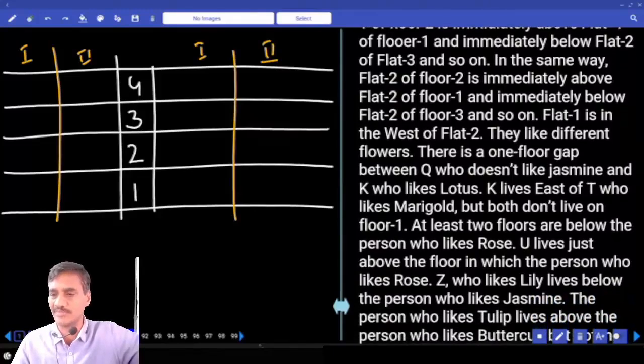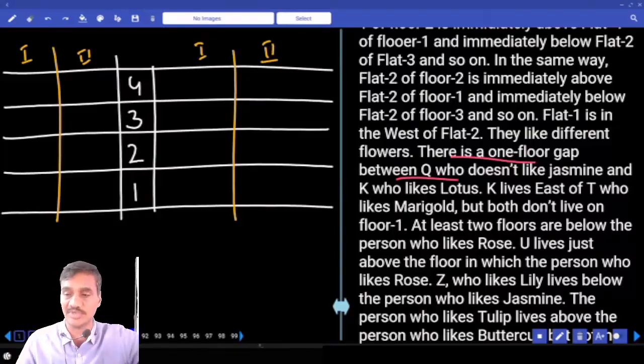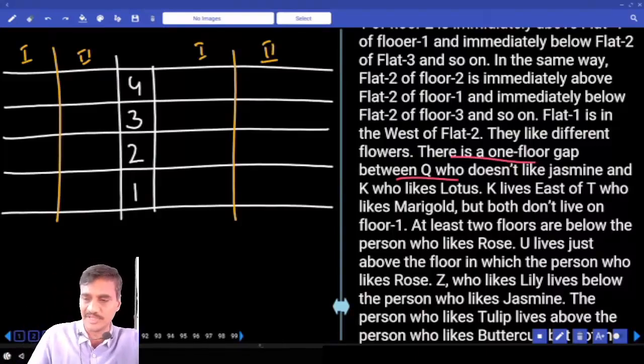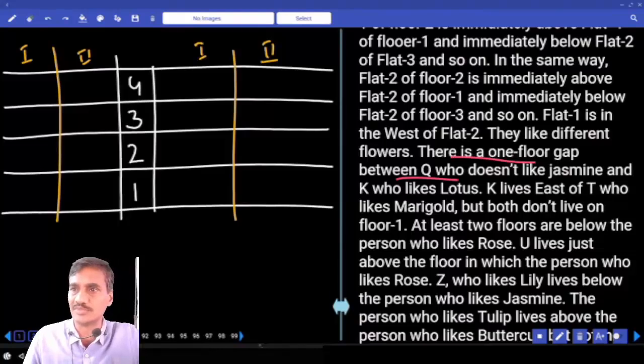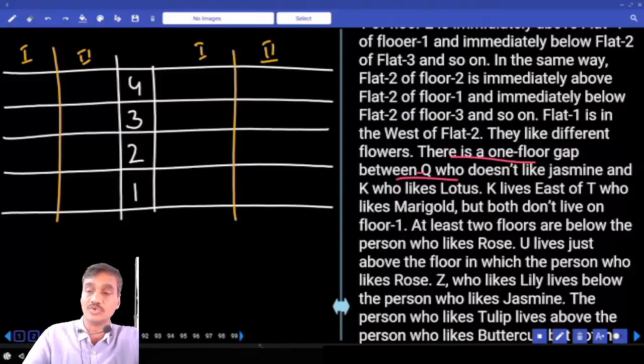And there is one floor gap between Q, the one who does not like jasmine, and K who likes lotus. One floor between whom? Q and the one who does not like జాస్మిన్ అలా తీసుకుంటాము. ఆ హూ ప్లేస్లో ఎండ పడితే ఇక్కడ ఇద్దరు గురించి మాట్లాడాడు, isn't it? Now Q who does not like jasmine, that means Q does not like jasmine. There is one floor between Q who does not like jasmine and K the one who likes lotus.